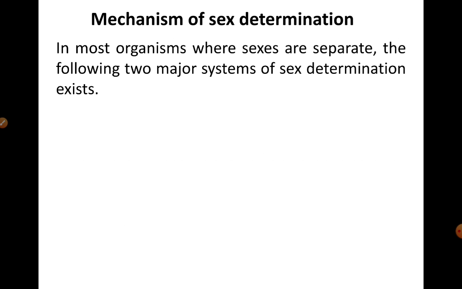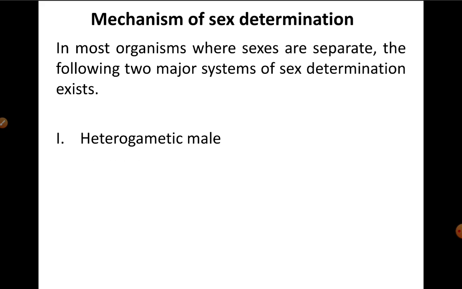Now if we look at the actual mechanism of sex determination, in most of the organisms where sexes are separate, two major systems of sex determination exist. One is heterogametic male, where the male will have heterogamety or digamety, which is found in the allosomal complements. Either the males will have XY chromosome along with the autosomal set, or in some instances it may have XO, that means X and O, wherein it will show the presence of only one sex chromosome.